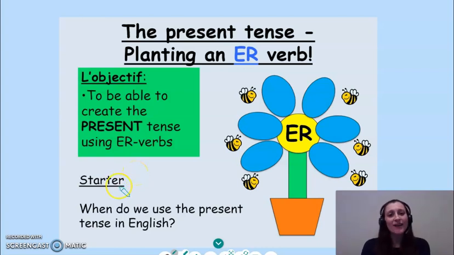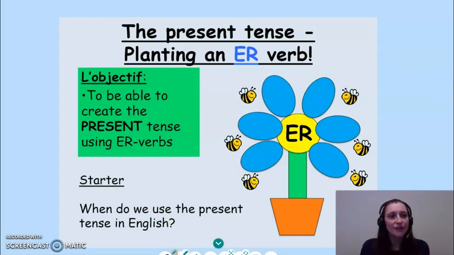Bonjour! Today we are going to be learning the present tense with a focus on ER verbs. Now, the title, Planting an ER Verb, is all about the process we can use to help us to conjugate or make ER verbs. So, to start, have a think about the question, when do we use the present tense in English?